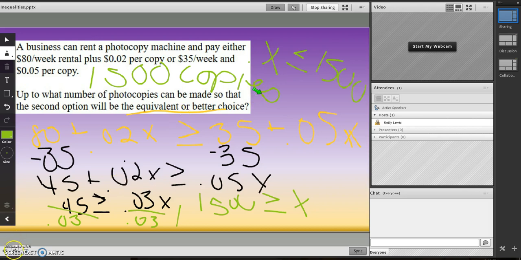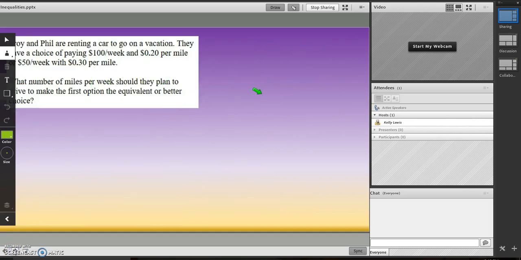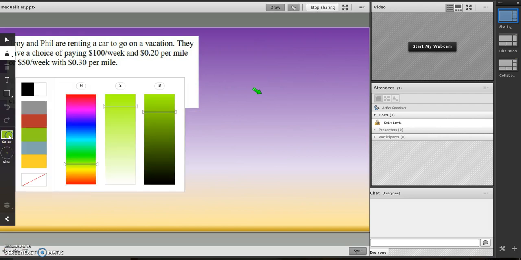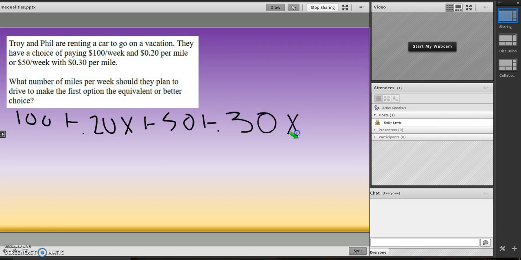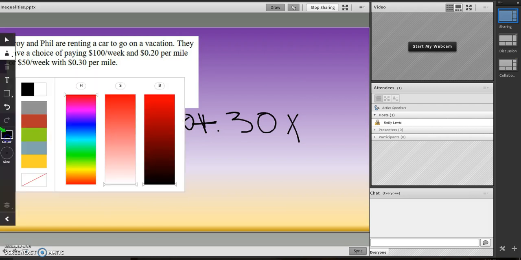All right, let's look at another problem that's pretty similar. Joy and Phil are renting a car to go on vacation. They have a choice of $100 a week and 0.20 cents a mile, or $50 a week and 30 cents a mile. What number of miles a week should they drive to make the first option equivalent or better? So this needs to be cheaper or better. All right, so that's our linear inequality.